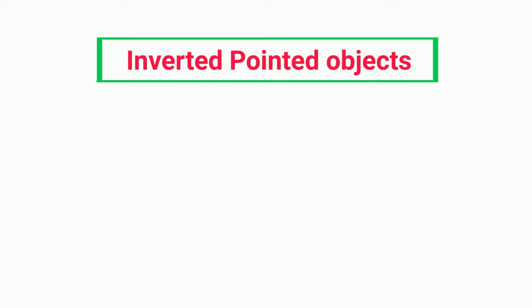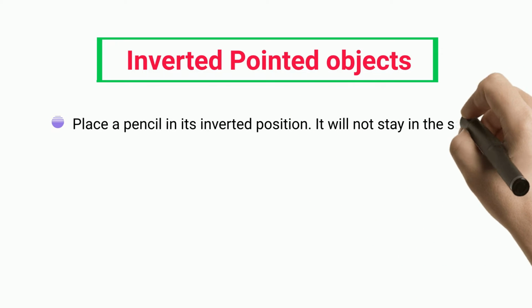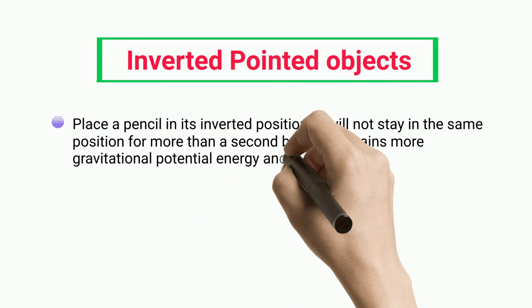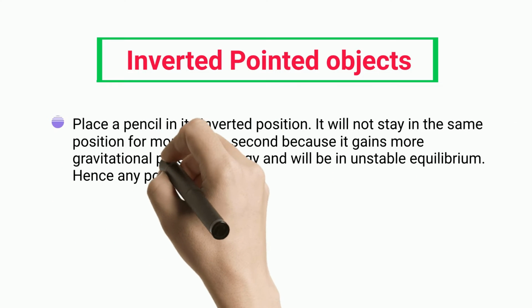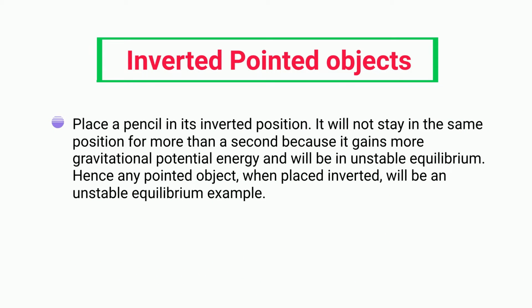Inverted pointed objects. Place a pencil in its inverted position. It will not stay in the same position for more than a second because it gains more gravitational potential energy and will be in unstable equilibrium. Hence, any pointed object, when placed inverted, will be an unstable equilibrium example.